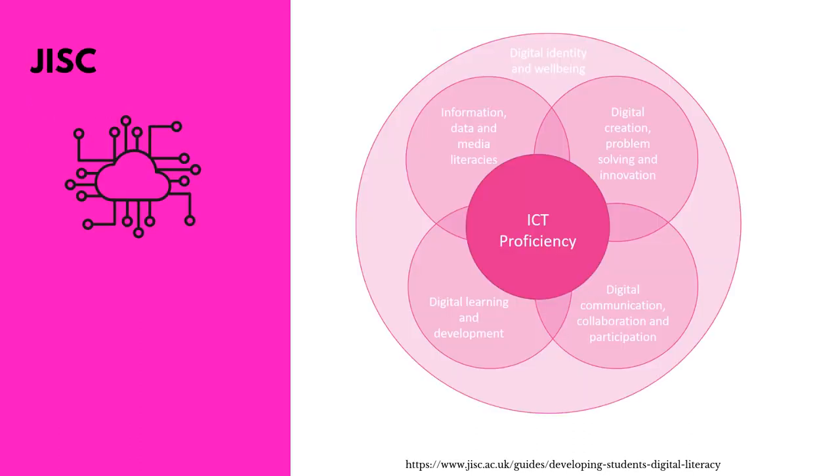GISC is a UK group that focuses on higher education, and this model of digital literacy builds from ICT proficiency, otherwise known as universal literacy in the NMC model. It then has different ways to apply these skills, which are all encompassed in the circle of digital identity and well-being. You can see that these models share some similarities and common themes, but have different ways of expressing them.